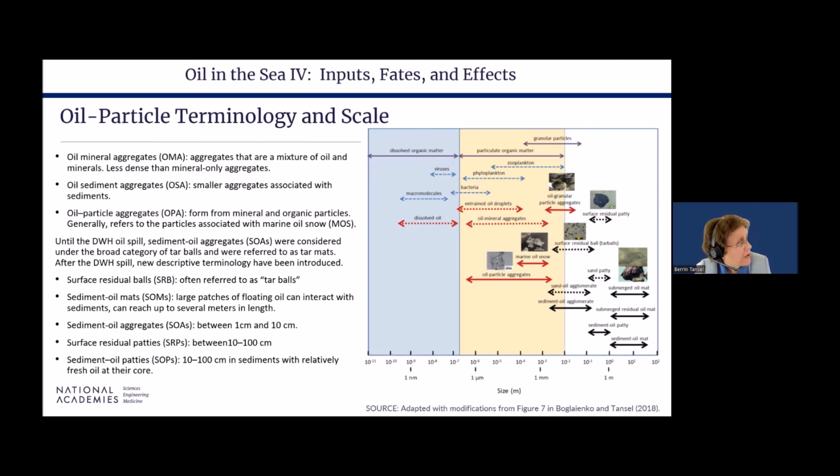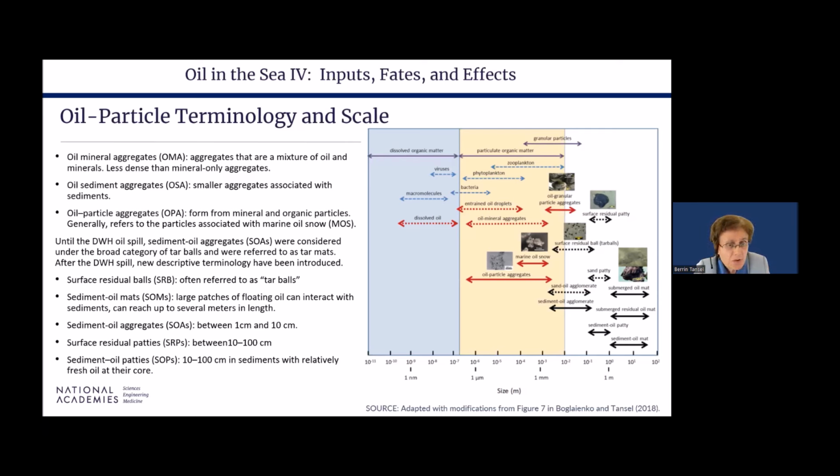These descriptive terminology include oil mineral aggregates, which are aggregates that are mixtures of oil and minerals. These are less dense than mineral only aggregates. Mineral only aggregates are denser, they settle faster. Oil sediment aggregates, smaller aggregates associated with sediments, oil particle aggregates that form from mineral and organic particles. And these are generally particles associated with marine oil snow.